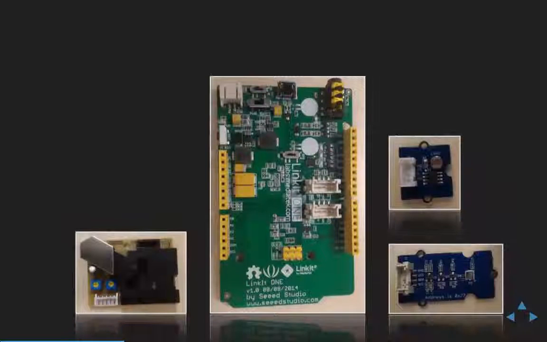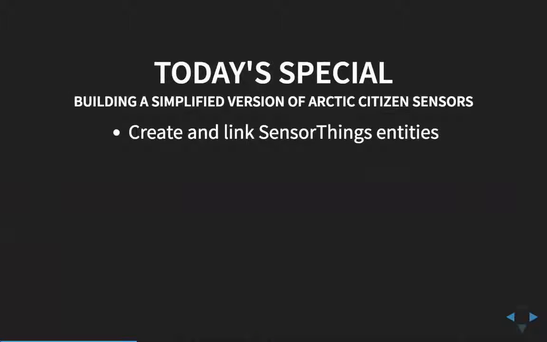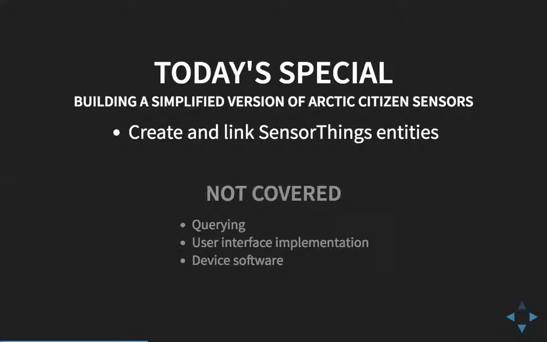The actual device we've been using for this project is a Linkit 1 with a number of connectable sensors for observing temperature, pressure, dust, and light. So what are we going to show you today? We are going to build a simplified version of the Arctic Citizen Sensors platform. But unfortunately, we can't show you everything there is to do in such a short time frame. Instead, we're going to focus on creating and linking the SensorThings entities needed to create a citizen sensing platform. There are important things that we won't be able to cover in this session, such as querying, user interface implementation, and device software. But such is life. Hey, if you keep watching future webinars, we may be able to cover these topics later.